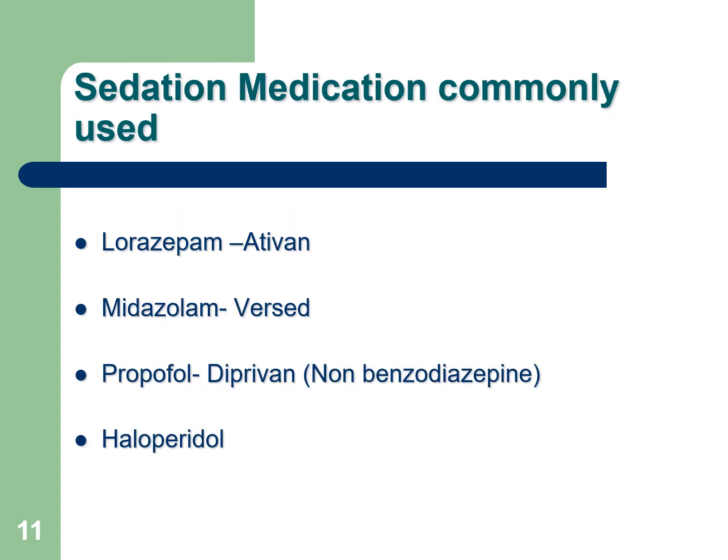So let's start talking about some commonly used sedation medication in the ICU, and I'm sure you all know exactly which ones they are. Ativan, Versed, diprivan, and haloperidol are the class of drugs that are mostly used in the ICU to manage patients, and I will continue to speak more about them on further slides.